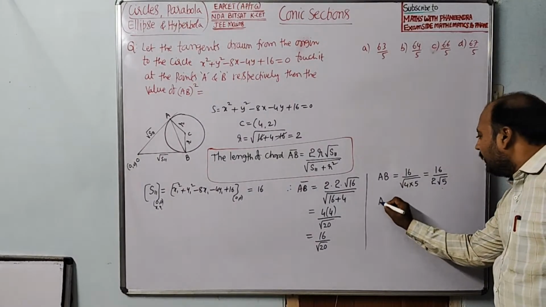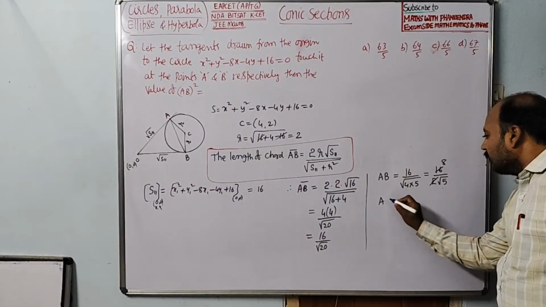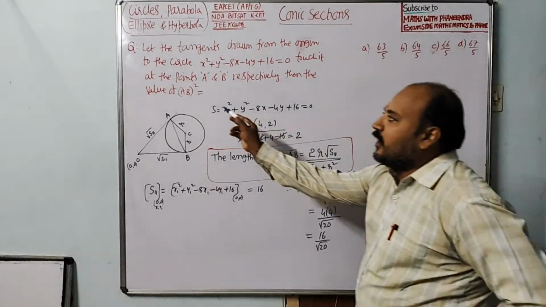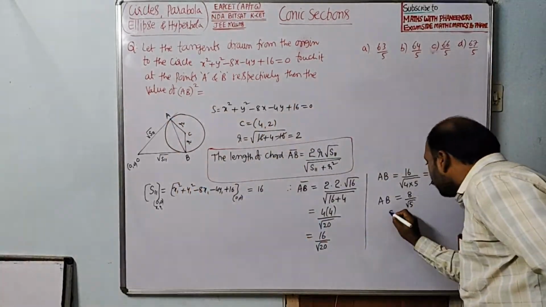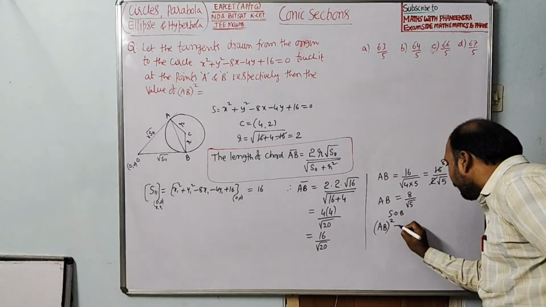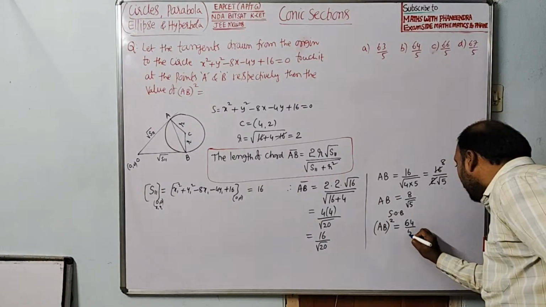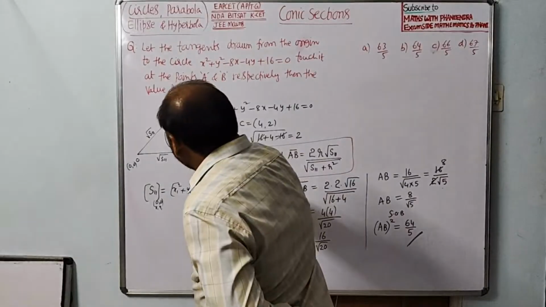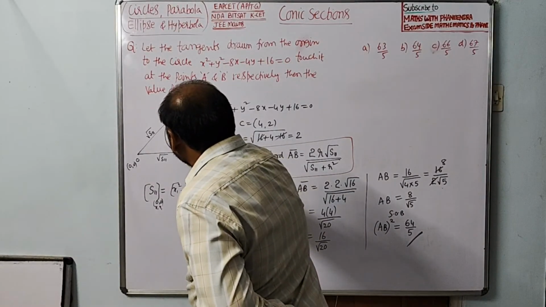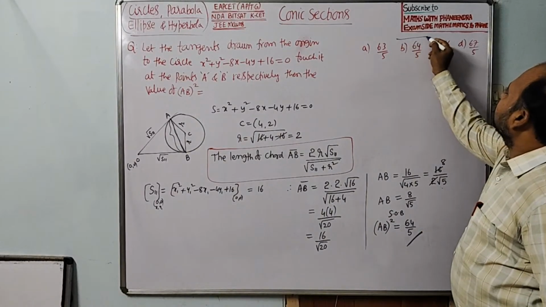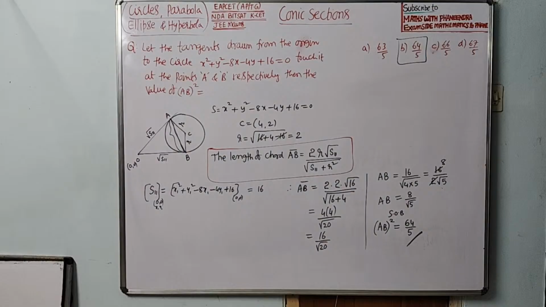So AB is equal to 2 ones are 2, 2 fours are 8, so AB is equal to 8 by root 5, dear students. But they are asking to find AB square now. So squaring on both sides, you get AB square is equal to 64 divided by 5. This is our required answer, dear students. This length is equal to 64 by 5 units, which is there in the second option. We'll move on to another set of questions.